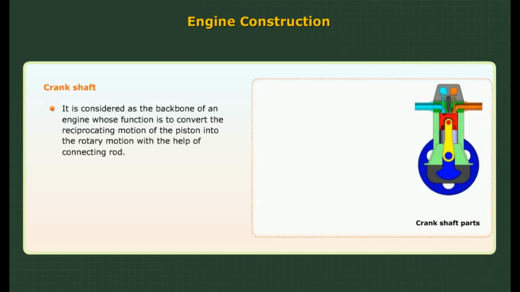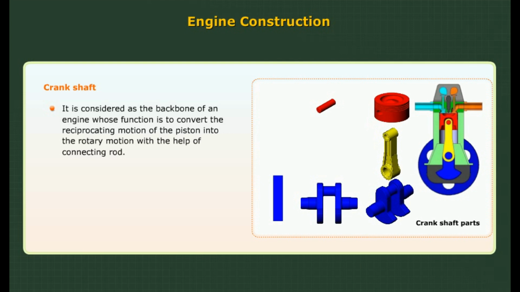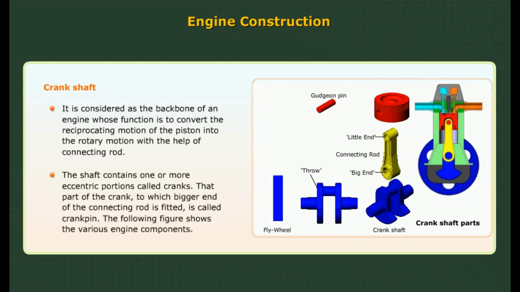Crankshaft. It is considered as the backbone of an engine whose function is to convert the reciprocating motion of the piston into the rotary motion with the help of a connecting rod. The shaft contains one or more eccentric portions called cranks. That part of the crank to which the bigger end of the connecting rod is fitted is called a crank pin. The following figure shows the various engine components.